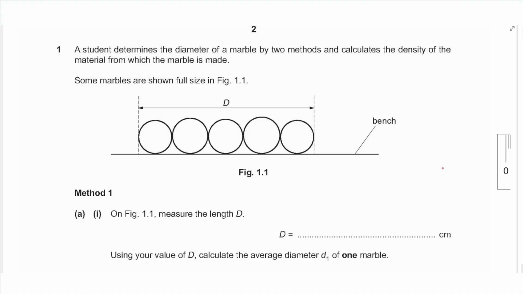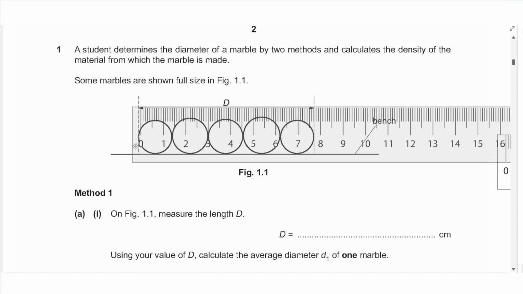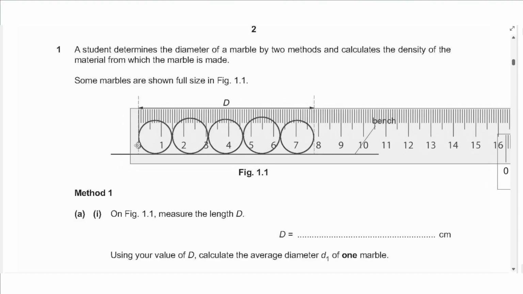Question A says on figure 1.1 measures the length D. So we're going to use a ruler to measure the distance, 0 at one edge of the arrow and the other edge reads 7.8 centimeters. So this is the answer.